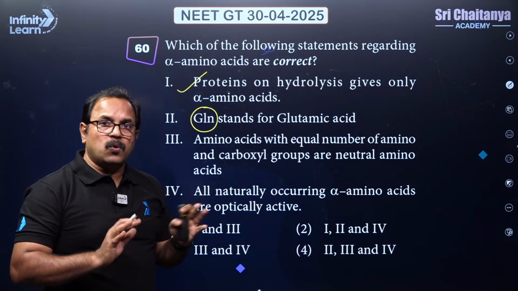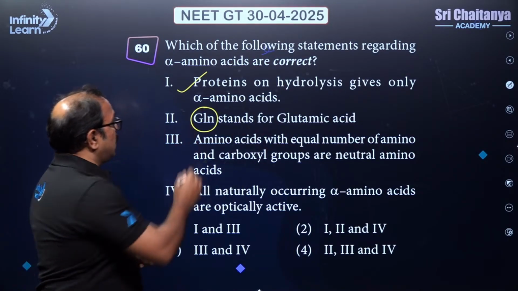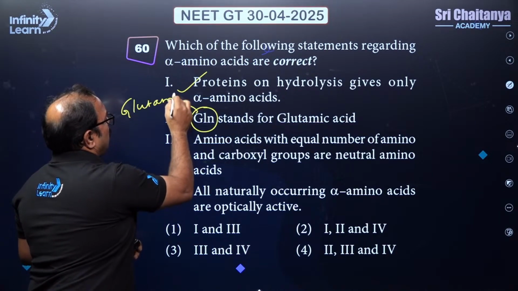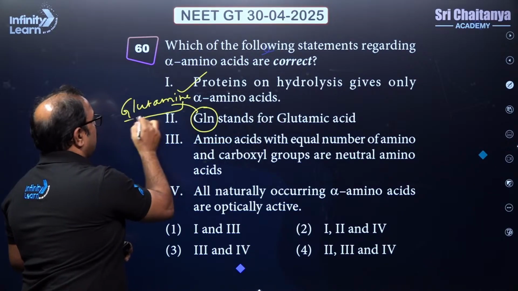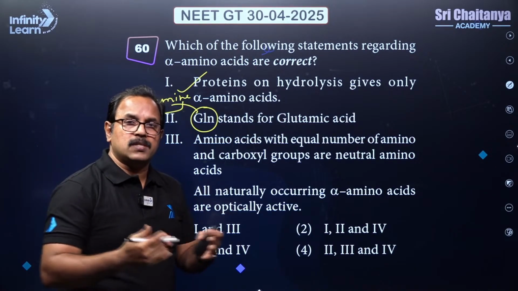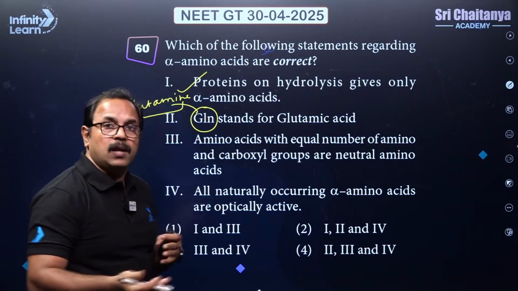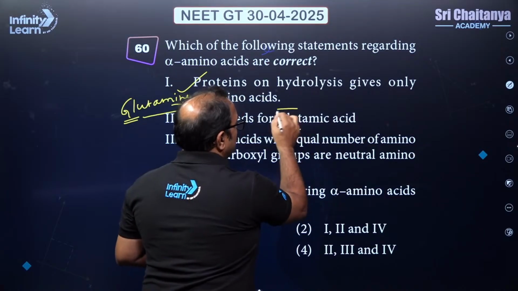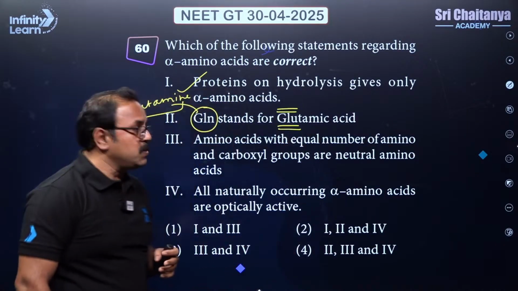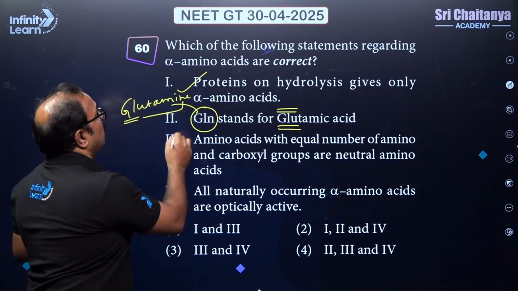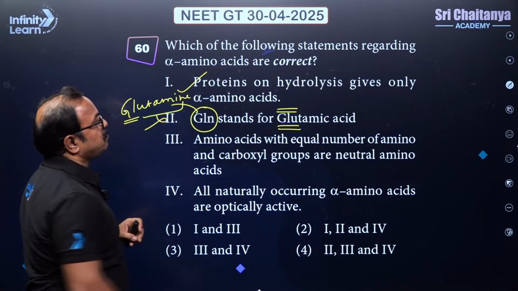I am just telling you what could be the reference. GLN stands for glutamine, where N is certainly there. So in case you are looking at abbreviations, also look into such smaller things so that it helps you understand in a better way. In this case, GLU is the abbreviated version. So GLU stands for glutamic acid but not GLN. Therefore it is an incorrect statement.